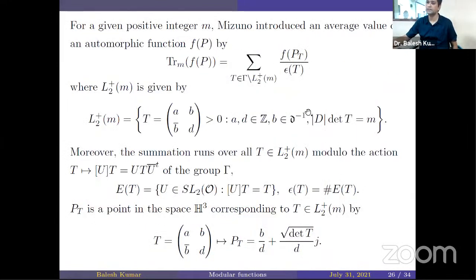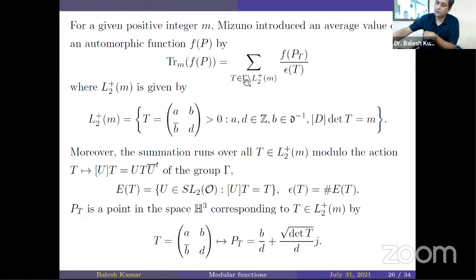Mizuno defines an analog of CM points, corresponding to those in the complex upper half plane, in the case of three-dimensional hyperbolic space. What he defines is this: if you give me a binary Hermitian form T, which is (A, B; B bar, D), where B is in the inverse different and A, D are integers satisfying this condition, then one can associate to it a point in the three-dimensional hyperbolic space, namely B over D plus the square root of the determinant of T over D times j.